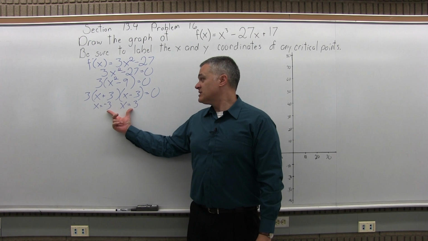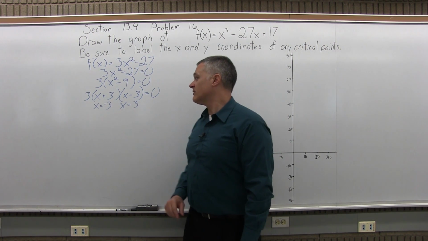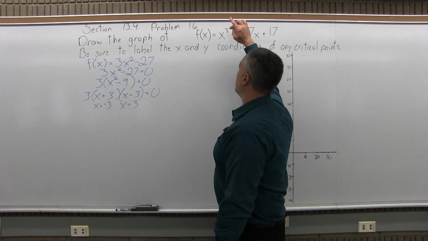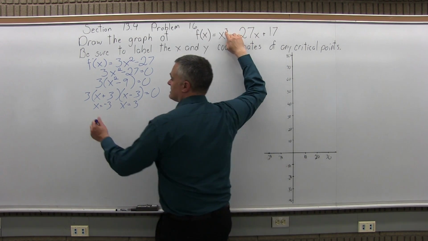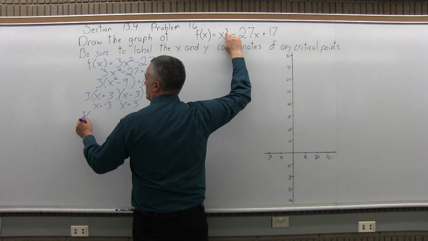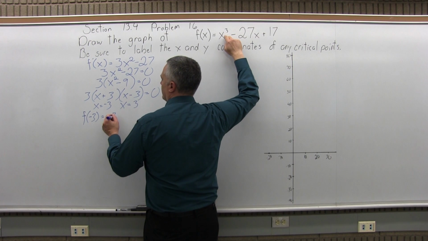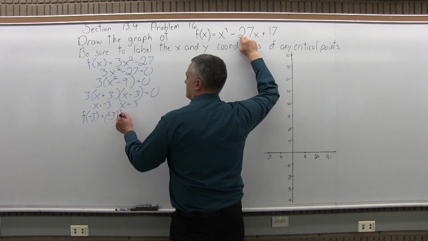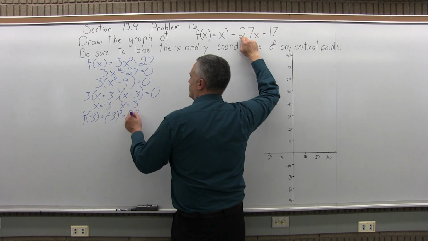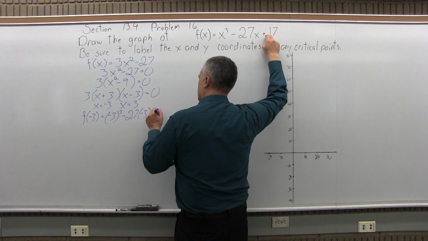So what I have to do next is find the y coordinate that goes with each of those x's. We can start with the negative 3. To find the y coordinate, put negative 3 in for x in my f of x. Again, not f prime, put in an f of x. So f of negative 3 equals negative 3 cubed minus 27 times minus 3 plus 17.